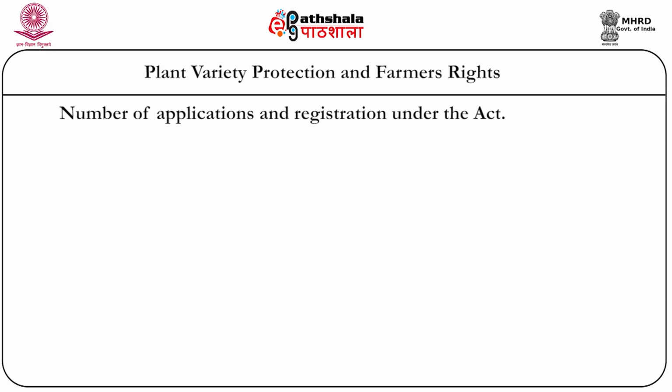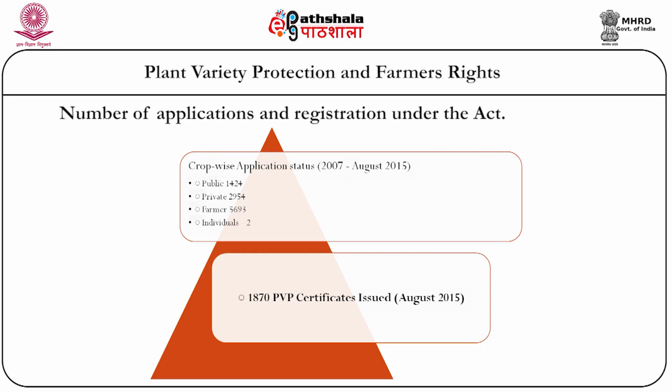The number of registrations and applications received under the Act, we have a descriptive analysis of it. Until August 2015, there were 1,424 public applications. Private parties have made 2,954 applications. Farmers, which form the majority of the applications, have made 5,693, and individuals have made 2 applications. The total number of certificates issued by the Plant Variety Protection Authority is 1,870 until August 2015. These are the most recent statistics available in this regard.